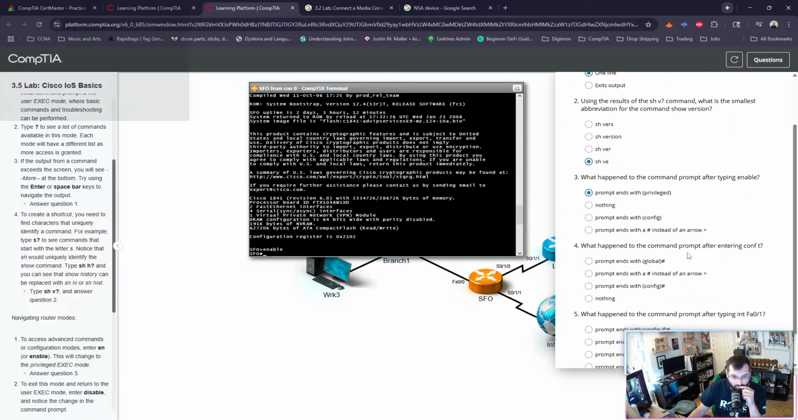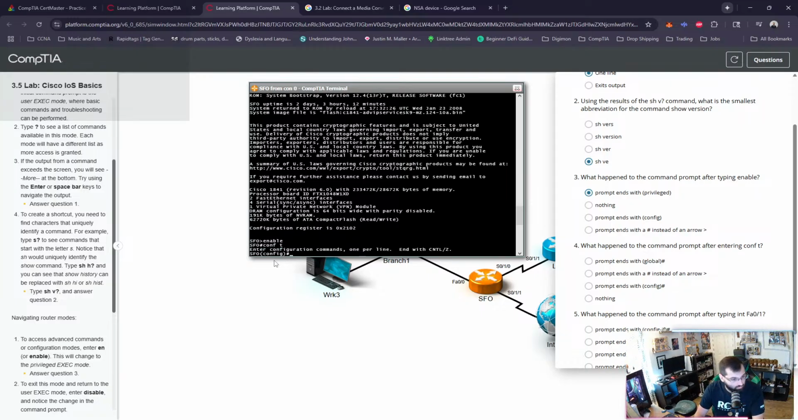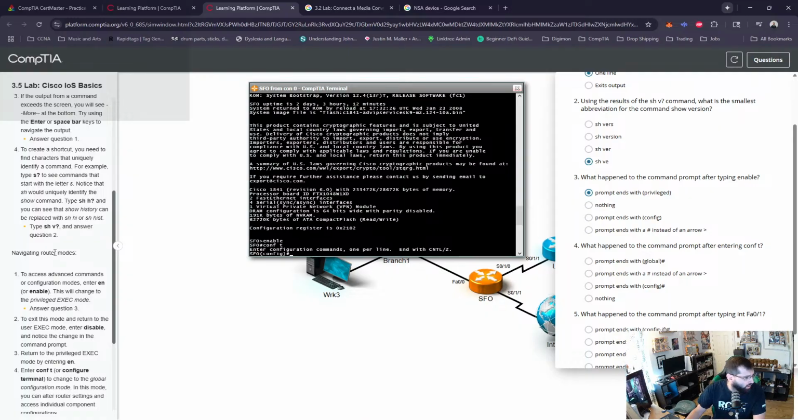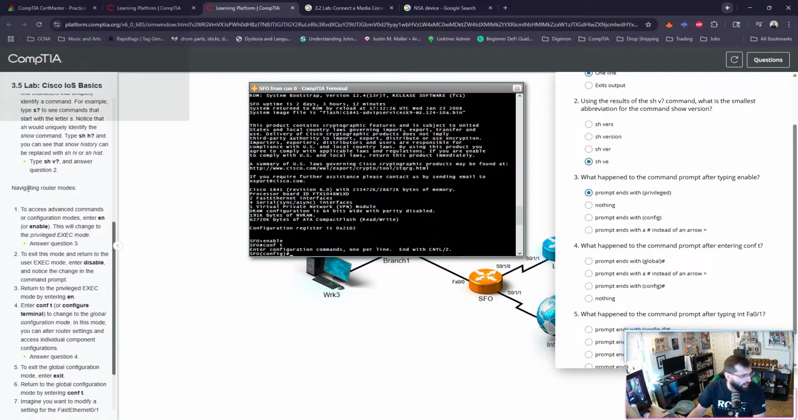What happens to the command prompt after entering CompTIA? Let's find out. I've never abbreviated it like that. Navigate.